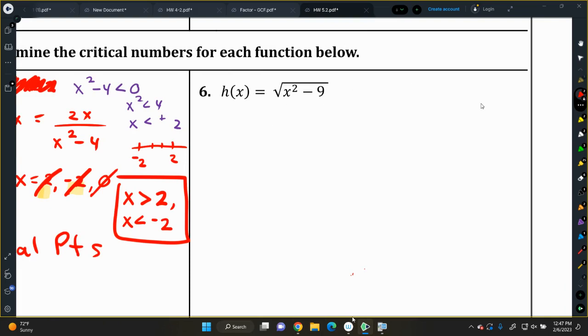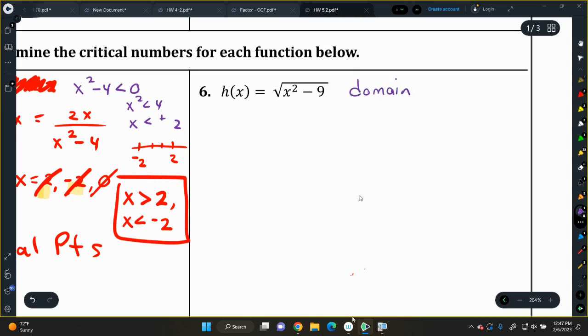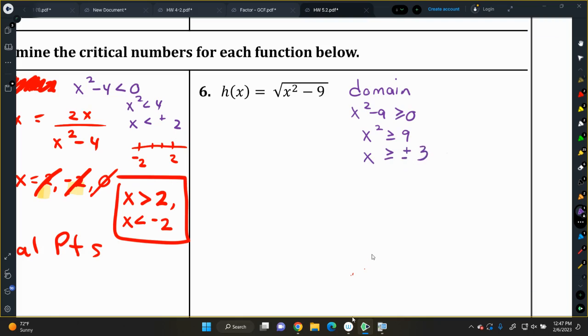So if you look at this one, what is our domain here? Right? It's a square root. We can only take square root of positive numbers. Okay? So where is that x squared minus 9 going to be greater than or equal to 0? Right? X squared is greater than or equal to 9. So x is greater than or equal to plus or minus 3. How does that work? Let's think that through.